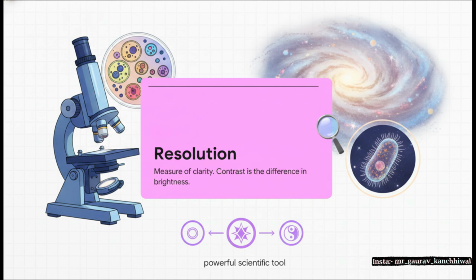And second is contrast, which is the difference in brightness between various parts of an object. Without strong contrast, the transparent parts of a cell would literally just wash out into each other. You need magnification, resolution, and contrast, all working together in perfect harmony.